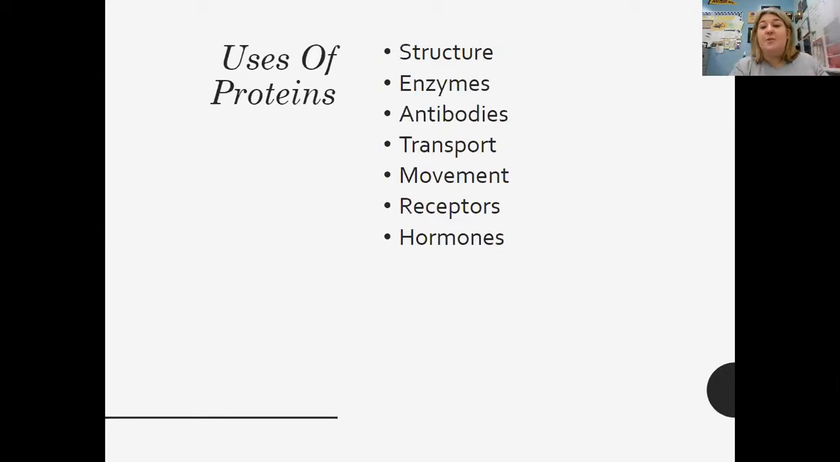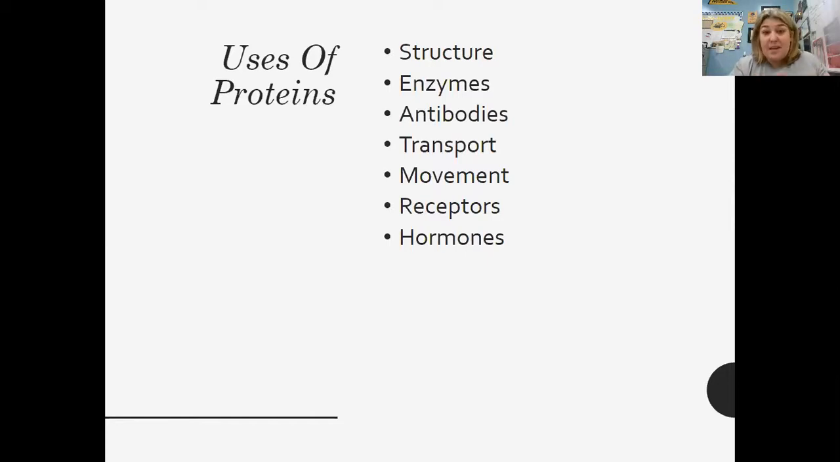So some things that proteins do: they help with structure, obviously, we know that from muscles and things like that, but they're also enzymes. Enzymes are incredibly important. We're going to talk about what happens when you have a deficit in an enzyme. My daughter actually has a genetic disorder where she doesn't produce a particular type of enzyme, and it's really interesting what it does in her cells. So we'll look at that.